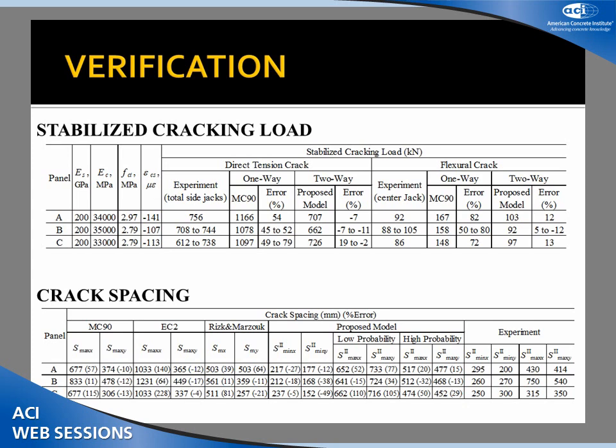Comparing the results for this experiment with another model from CEB-FIP Model Code 90, we can see that the error is for one-way. This is a one-way crack model. For cracking loads, we have error from 45 to 79% for direct tension and 50 to 82% for flexural cracks. However, the proposed model has much lower errors, in the range of 5 to 19%.